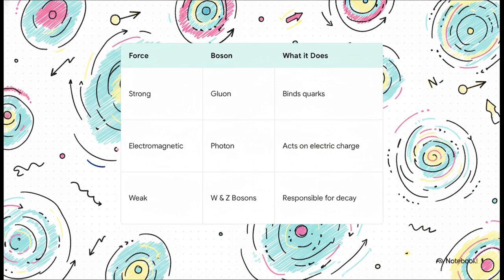Then there's the electromagnetic force, carried by the photon. This one governs pretty much all of electricity, magnetism, and light. And finally, the weak force, carried by the W and Z bosons. It's responsible for stuff like radioactive decay, which, by the way, is a huge deal. It's what powers the sun.